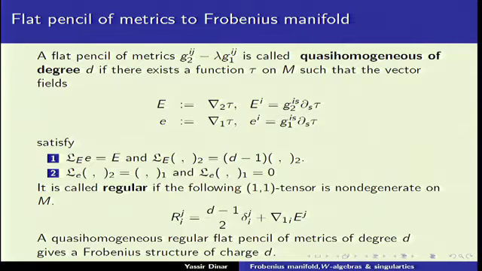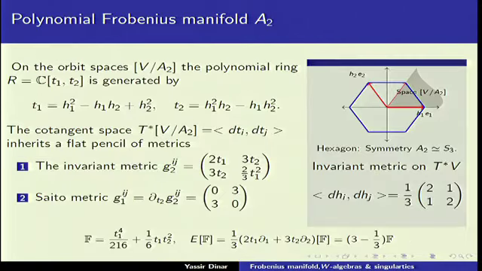For sufficient conditions, you also need a notion of regularity. So you have to define a metric by the Euler vector field, and this metric has to be non-degenerate. Okay. So from a quasi-homogeneous regular flat pencil of metrics, we always get a Frobenius manifold. So here is a simple example of how we construct a Frobenius manifold from a flat pencil of metrics. Here it is for the Coxeter group of type A2. We know that this group is the symmetry group of the hexagon, and you have two reflections.